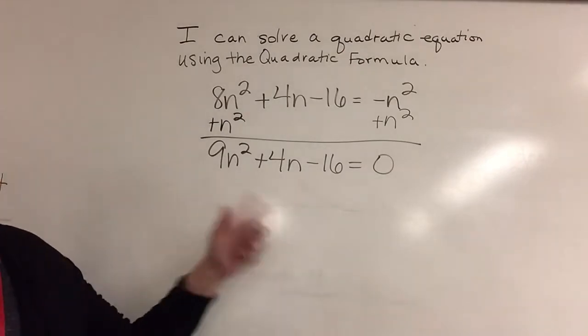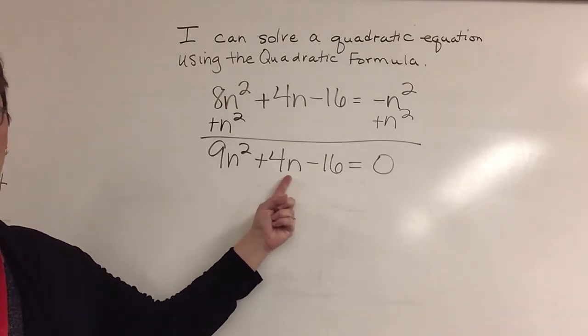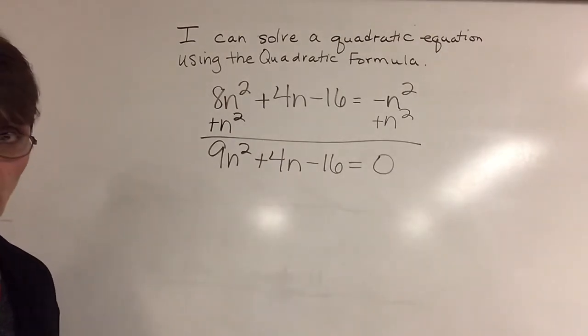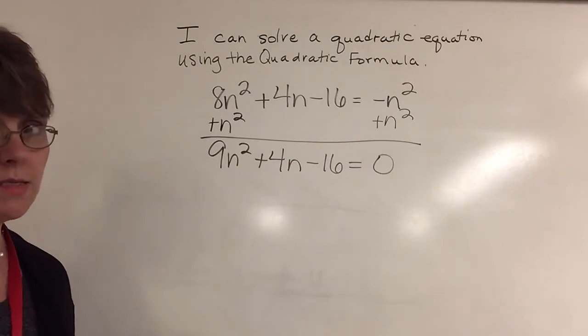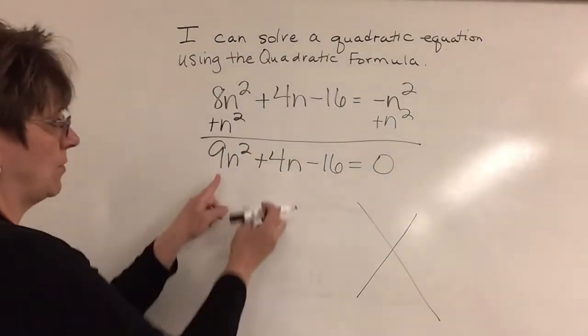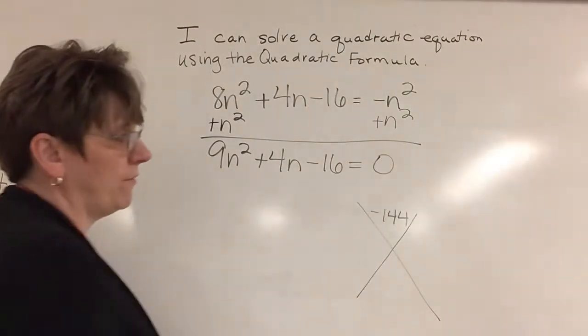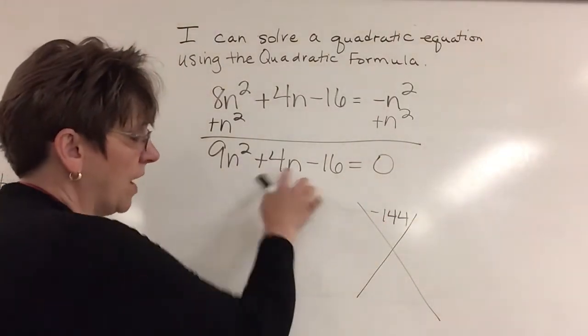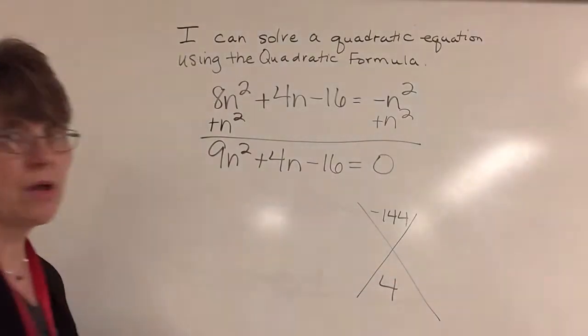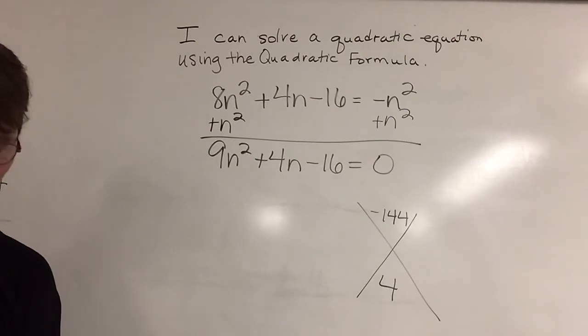Now in this one I'm not going to want to take the square root because I have a middle term with an n in it, so taking the square root won't work very well. If I want to consider factoring, remember our diamonds, I would do 9 times negative 16, which is negative 144, and then I have a 4 in the middle. So now I would want to find factors of negative 144 that add up to 4.